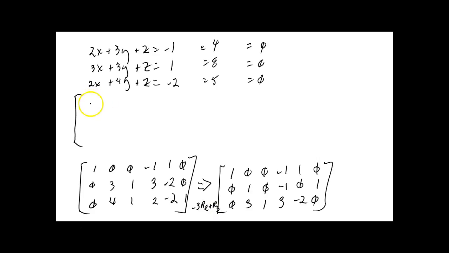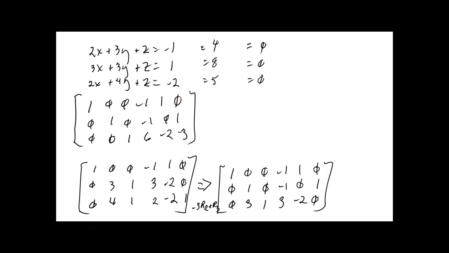All right. Row 1 stays the same: 1, 0, 0, minus 1, 1, 0. Row 2 stays the same: 0, 1, 0, minus 1, 0, 1. And the new third row is 0, 0, 1, 6, negative 2, and negative 3. That's our inverse matrix.